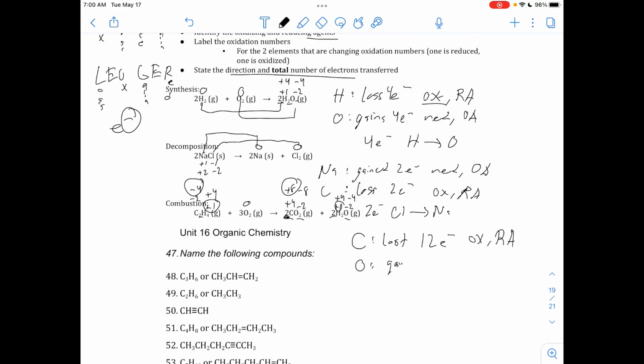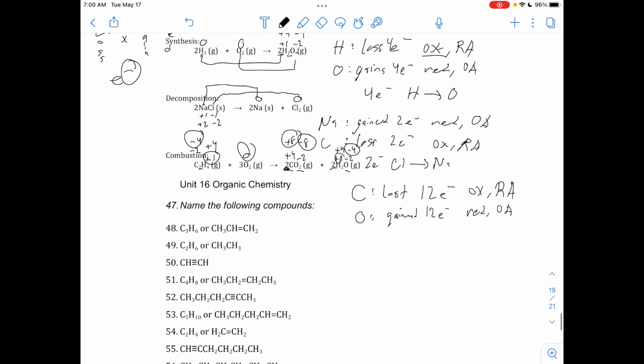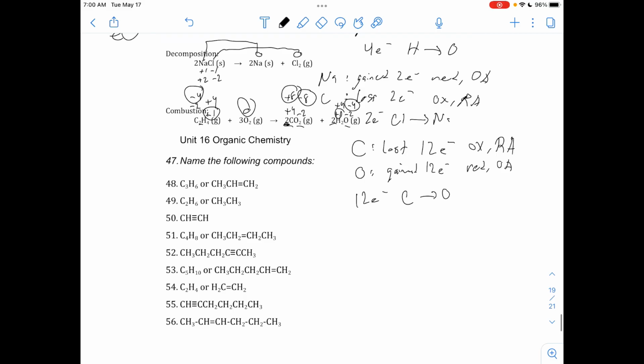Oxygen gained 12 electrons, so it is reduced and is the oxidizing agent. Just to double check, oxygen went from 0 to -4 plus -8, which is -12. Okay, so that matches up. So we can say that 12 electrons went from the carbon to the oxygen.